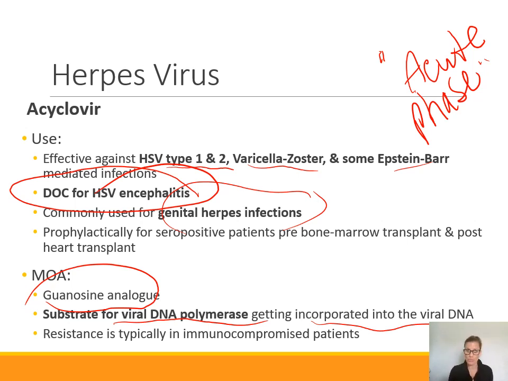Resistance is possible with acyclovir. The resistance that we see, though, is typically in immunocompromised patients. So, HIV patients, or patients whose immune system is suppressed, either because we're suppressing it pre-bone marrow transplant, or post-organ transplant, or to treat autoimmune diseases, etc. Also, there is cross-resistance. So if somebody has a herpes virus that's resistant to acyclovir, it can be resistant to other agents in this family as well.